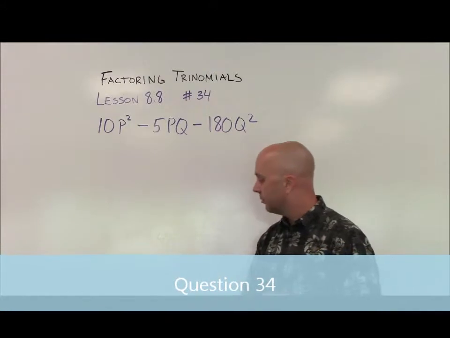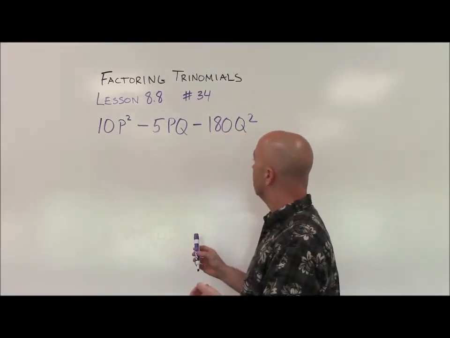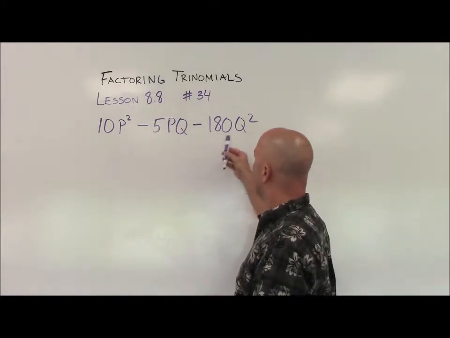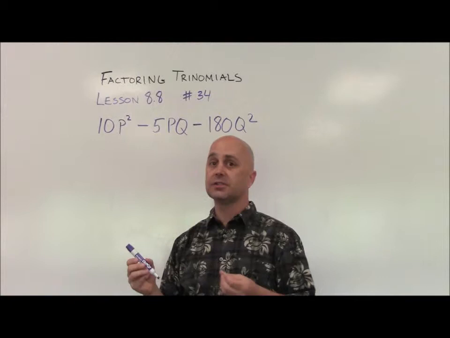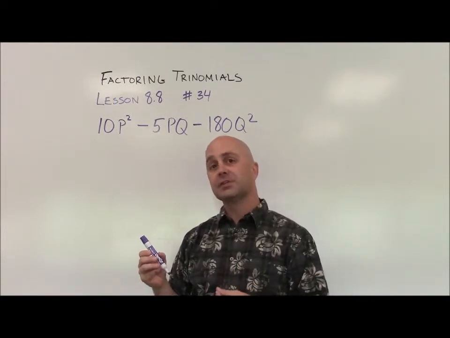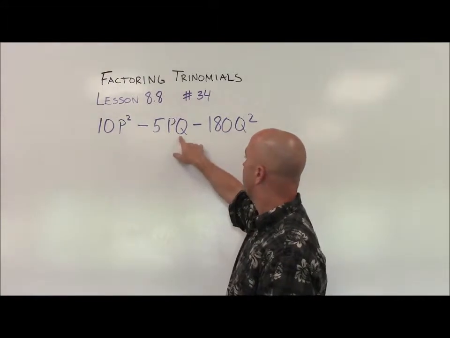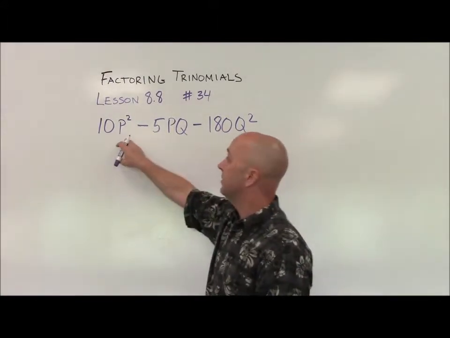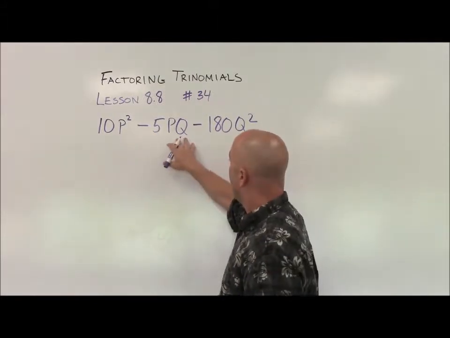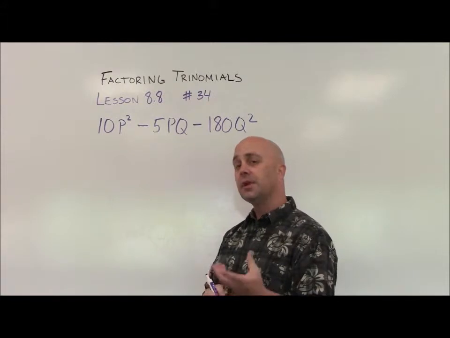So if you look at this problem right here, 10p squared minus 5pq minus 180q squared, it fits the form of ax squared plus bx plus c, except that now you've got some extra variables. So normally we wouldn't have a q here or a q here. So think about doing this problem just with the p variable, and then we just add the q in later. That might help a little bit. But we do the numbers the same way.